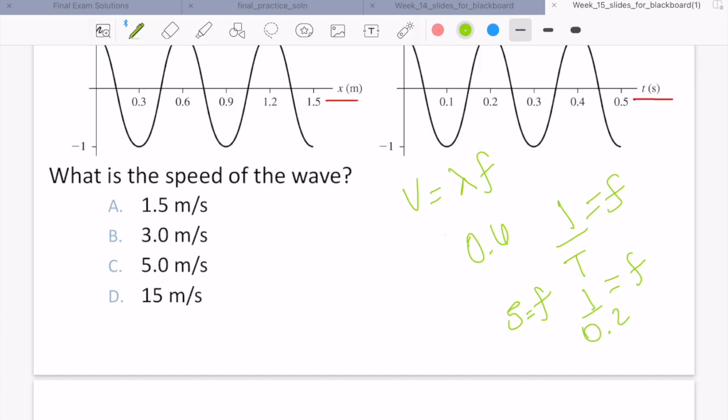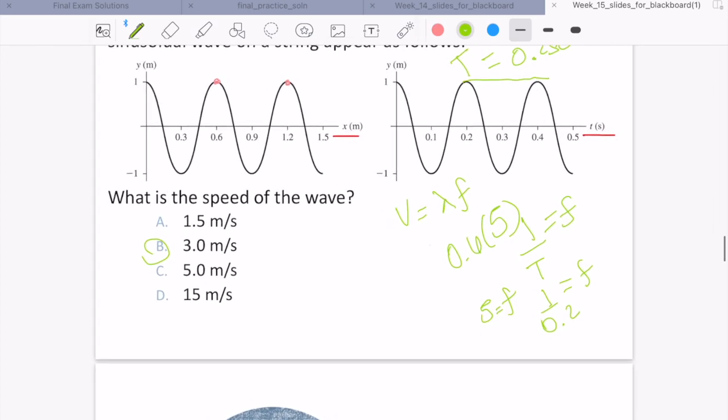So actually, no, it works out. Never mind, I just did it. This is a weird way to do it, but 0.6 times 5 hertz for your frequency should give you 3 meters per second. So forget what I said earlier. I just came up with the right answer the wrong way. I did 0.6 divided by 0.2. Actually, no, I did it right.